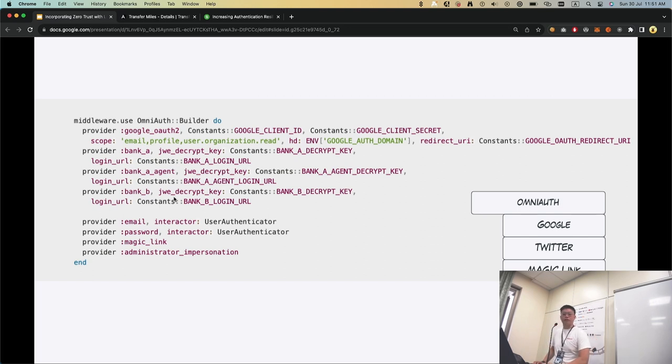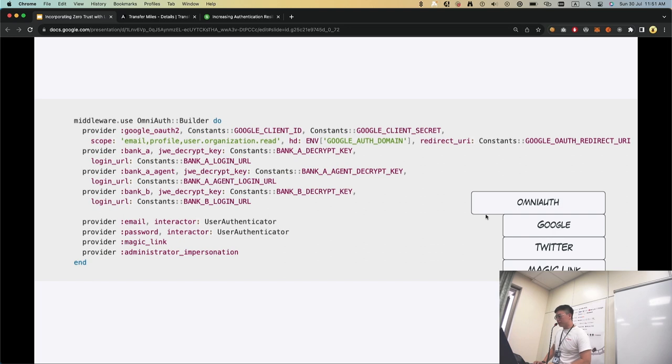This is what we do for our various banks. Remember in the demo, I showed you how we logged in as an agent, and after that, how I impersonated. So for example, for bank A, I have a bank A provider for the standard customer login. I've got another provider for the agent login, and I also have administrator impersonation, which you'll see soon.